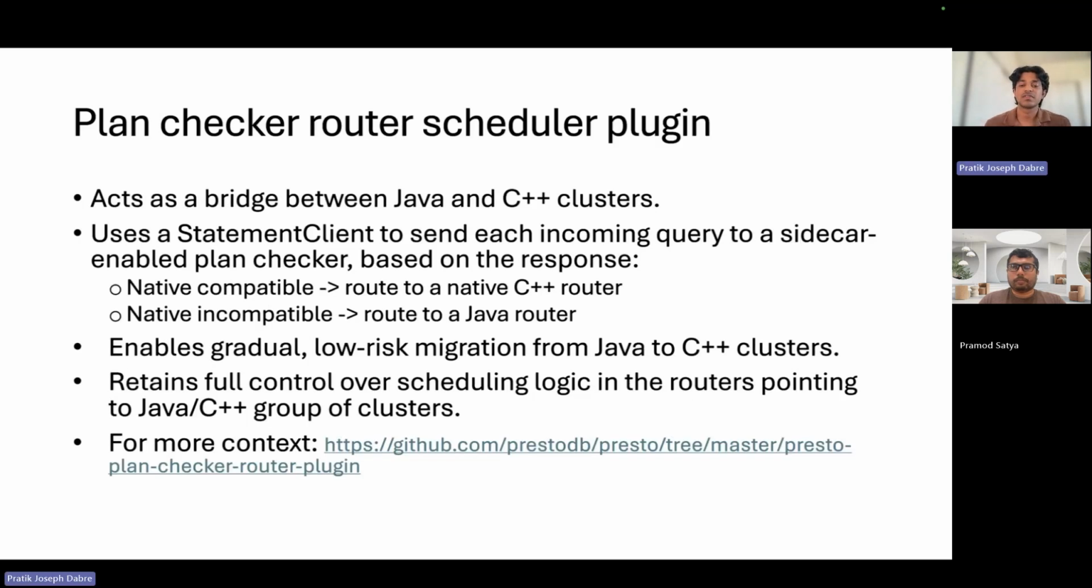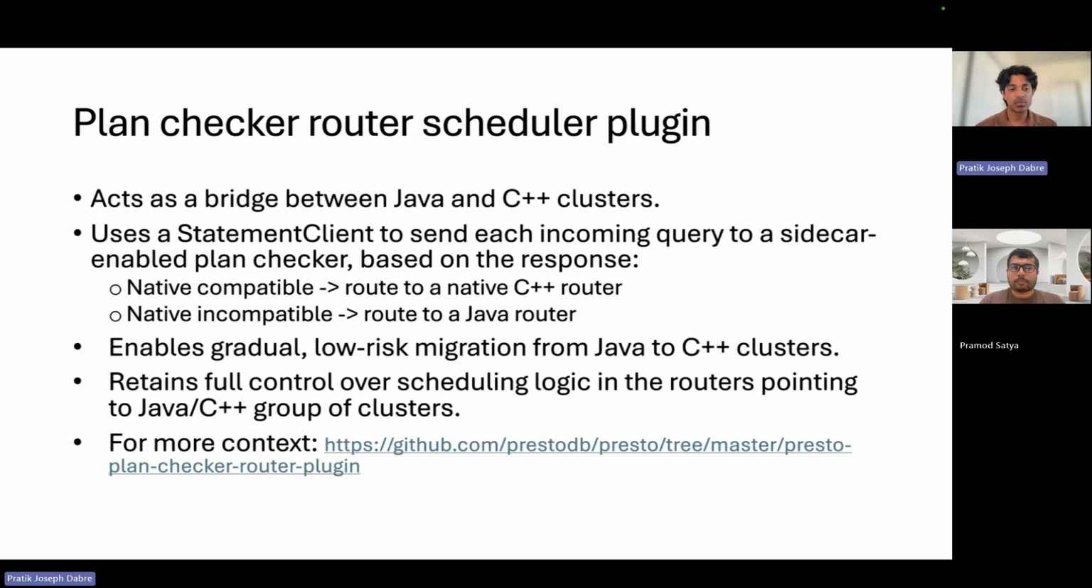One of the major use cases of the sidecar plugin, or the native plan checker capabilities of the sidecar, could be during the migration of Java clusters to C++ clusters. So we introduced a new router scheduler plugin to help us do that. This scheduler plugin acts as a bridge between Java and C++ clusters. What this plugin does is it uses a statement client to send each incoming query to a sidecar enabled plan checker cluster. Depending on the response, we route it to a Java router, which is fronting Java clusters, or a native router, which is fronting native clusters. If it's native compatible, we want it to run on native clusters only.